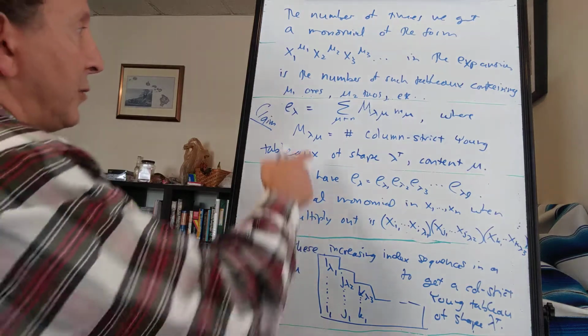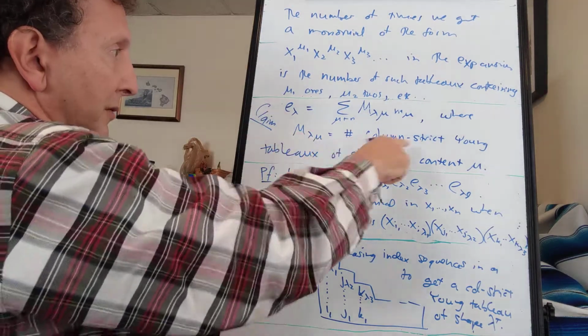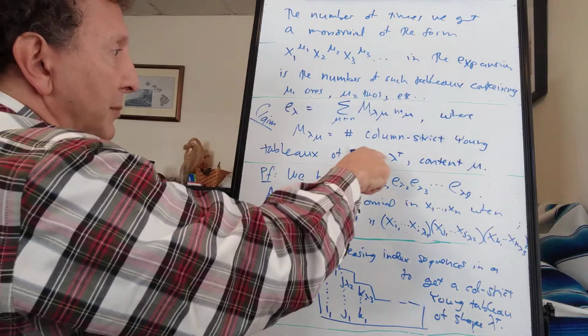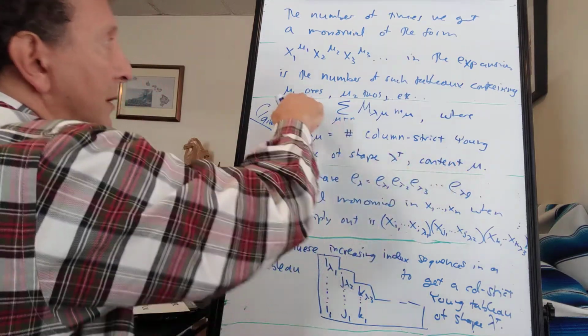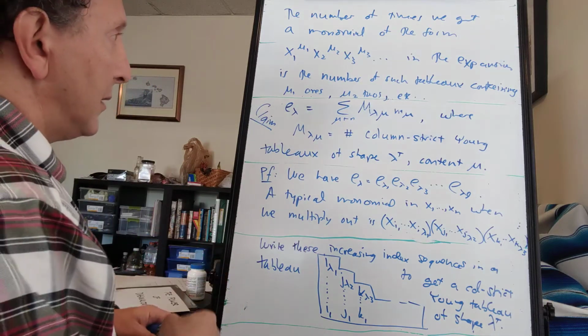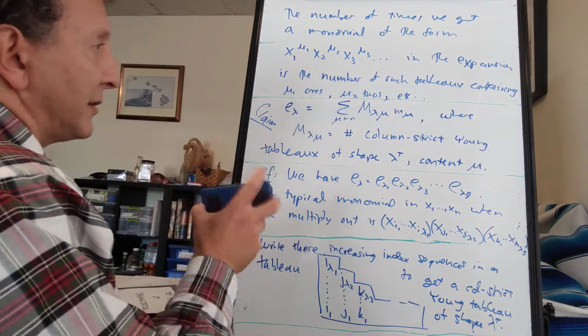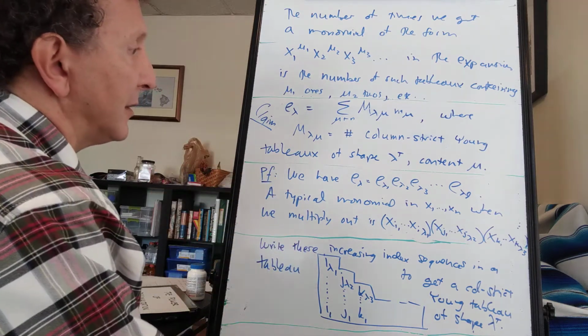So that's exactly what the formula is saying. M lambda mu is the number of column strict Young tableaux of shape lambda transpose and content mu. Mu1 ones, mu2 twos, etc. Now we can actually improve on this formula a little bit.